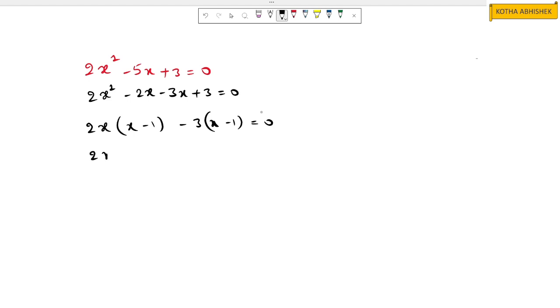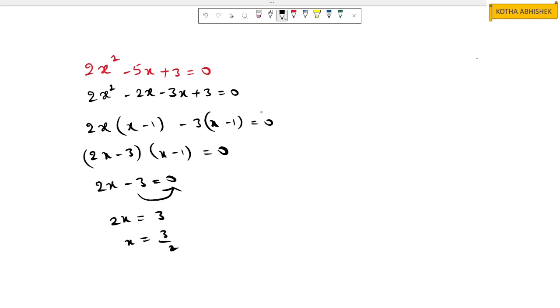So the next will be 2x minus 3 into x minus 1 equals 0. Make 2x minus 3 equals 0 as well as x minus 1 equals 0. So 2x minus 3 equals 0, minus 3 to the right side. So 2x equals plus 3, then x equals 3 by 2. The same way, make x minus 1 also equal to 0. x minus 1 equals 0, minus 1 if we take to the other side it becomes plus 1.